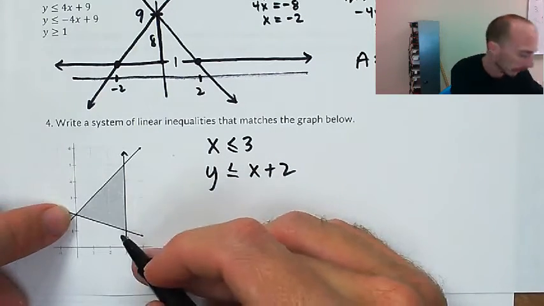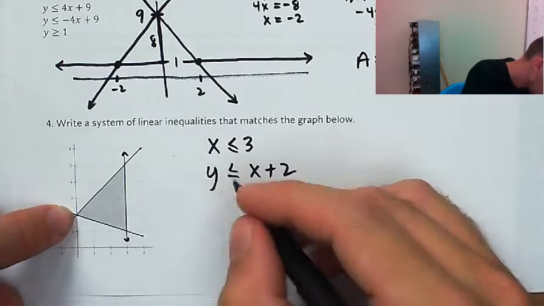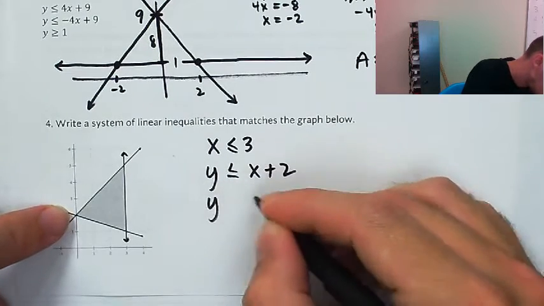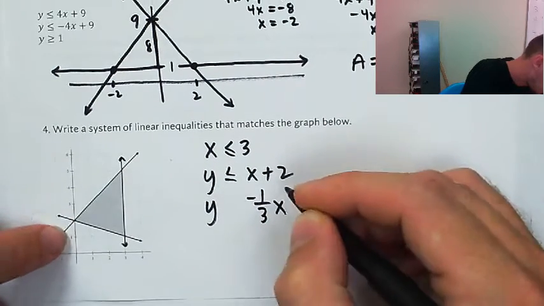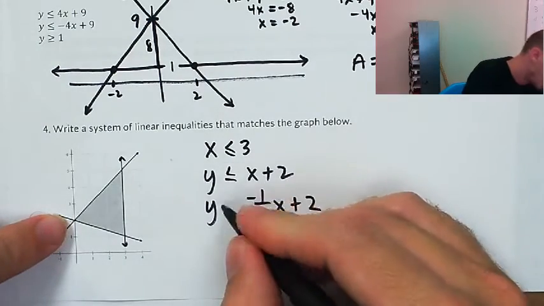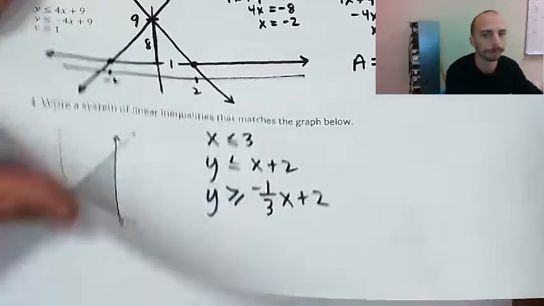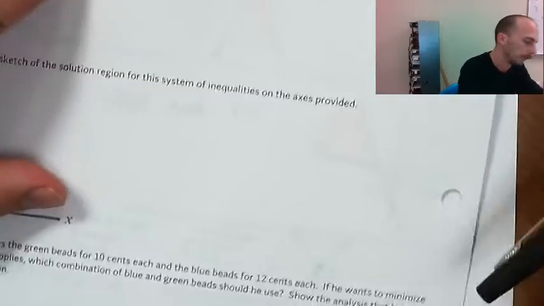And then this last line with negative slope here, I see a slope of over 3 down 1, so negative 1/3 x, y-intercept is 2, and I'm above this line, so that'll be where y is greater than or equal to because it's a solid line.